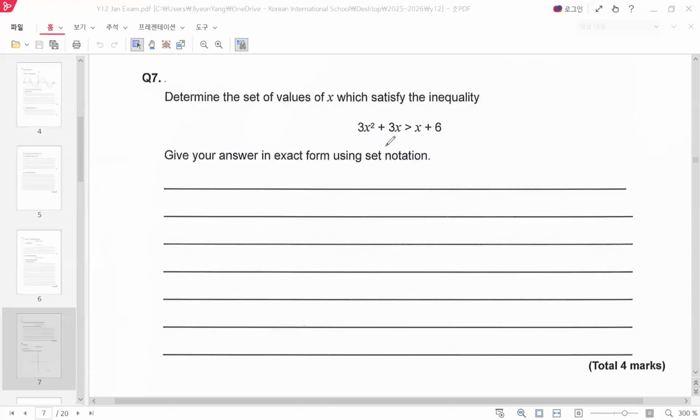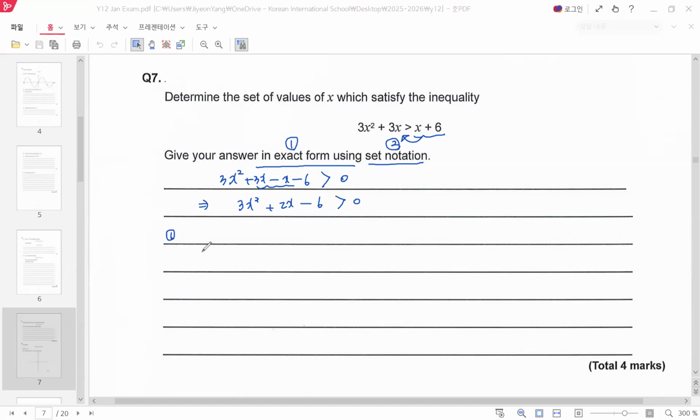Okay, determine the set of values of x. Give your answer in exact form using set notation. They ask you two things: exact form, so no estimation, and then set notation. So firstly, 3x squared plus 3x minus x minus 6 is greater than 0. Move all those terms to the left side to make a quadratic inequality. And then by collecting like terms, simplify: 3x squared plus 2x minus 6 is greater than 0.